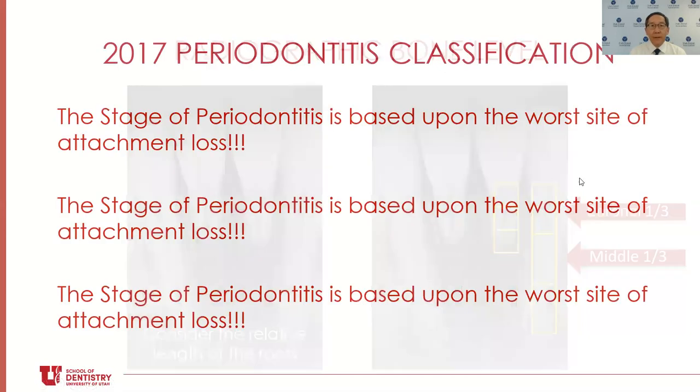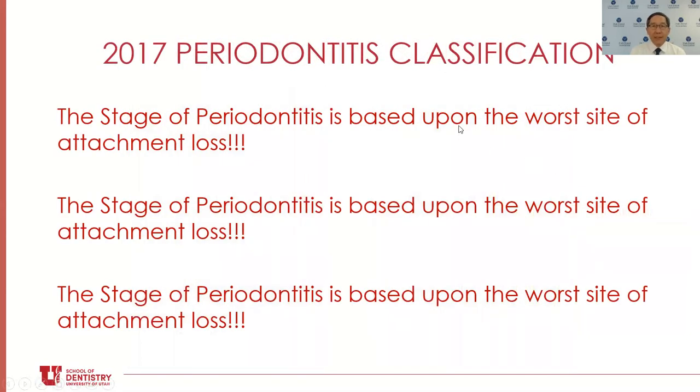So one thing, and I apologize for emphasizing this 3 times, but this is the carryover slide from my school. We constantly emphasize to the student, the stage is now based upon the worst site of attachment loss. So the worst site is what will determine your stage. With the former 1999 classification system, we could have a diagnosis of a generalized slight chronic periodontitis with a localized severe periodontitis of numbers 14 and 15.